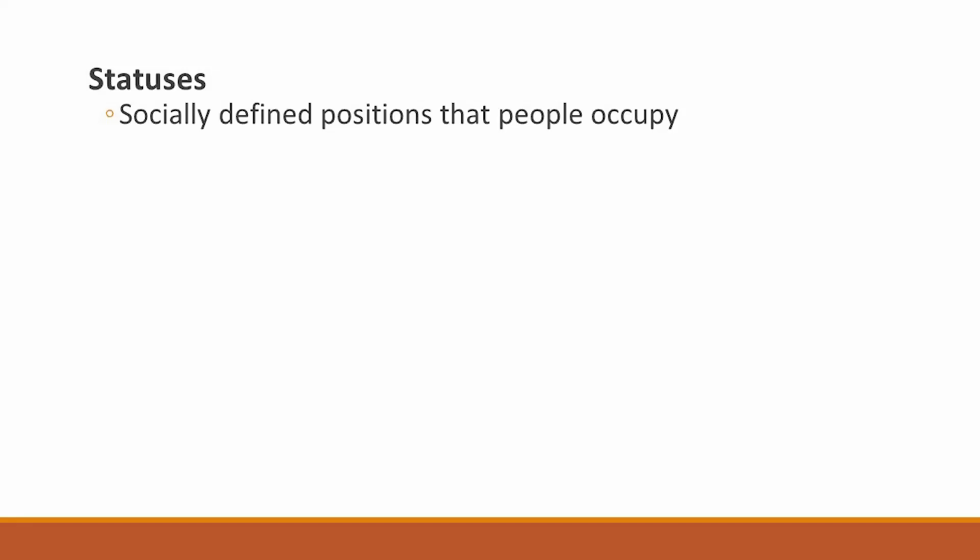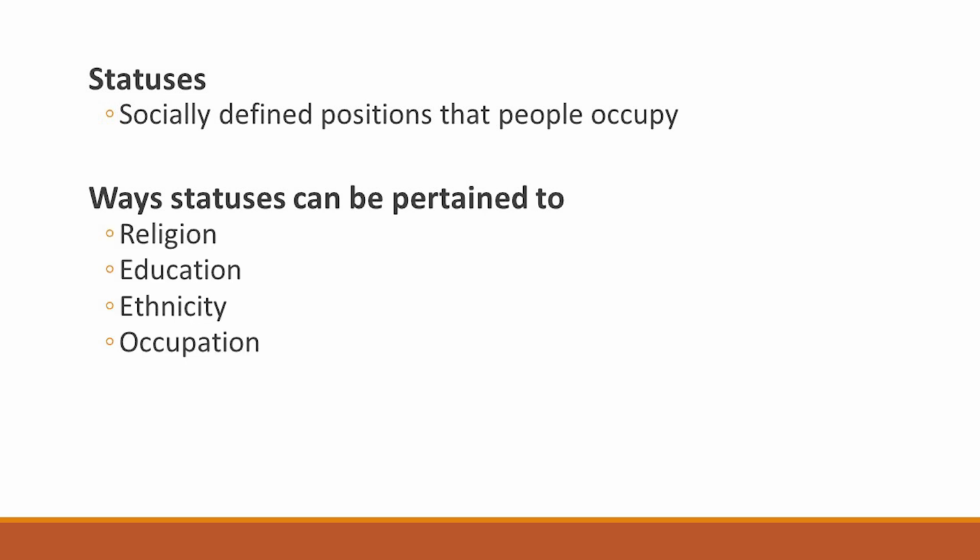As we go through life and experience different types of socialization from different people, we acquire different statuses and roles that define us as a person. Let's take a look at some of these elements of social interaction that define our identity as a person. Statuses are basically socially defined positions that people occupy. Examples of how statuses can define our social identity includes our religion, our education, our ethnicity, and our occupation.